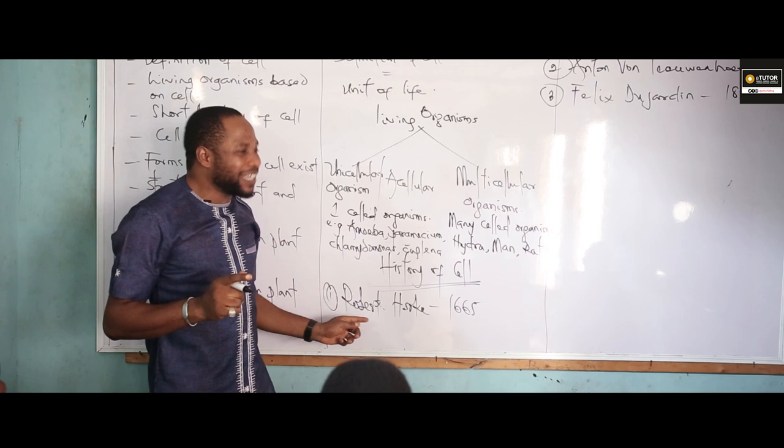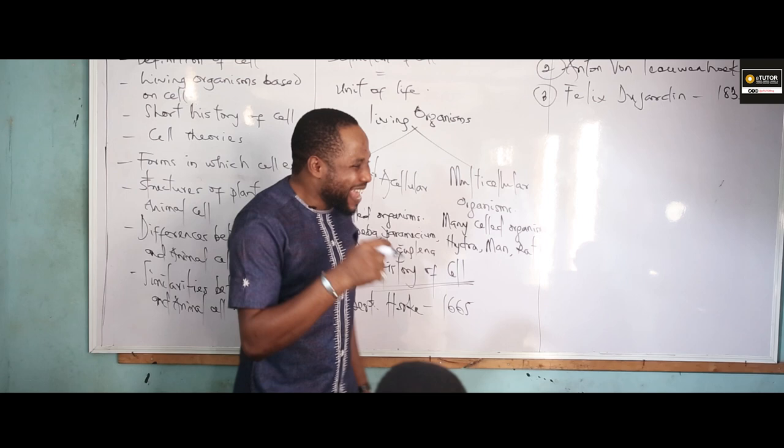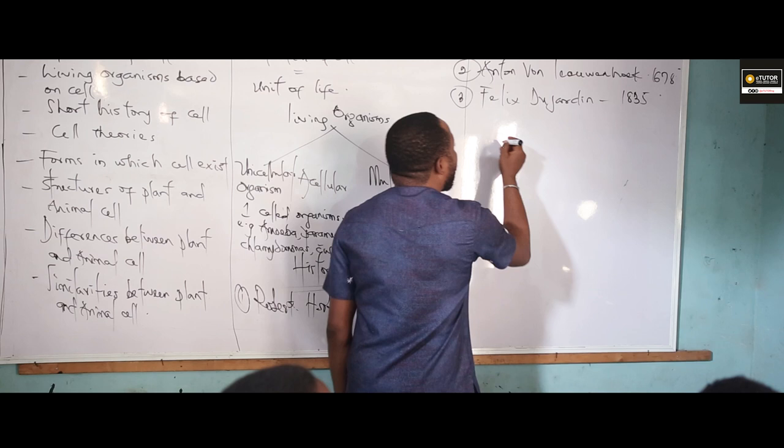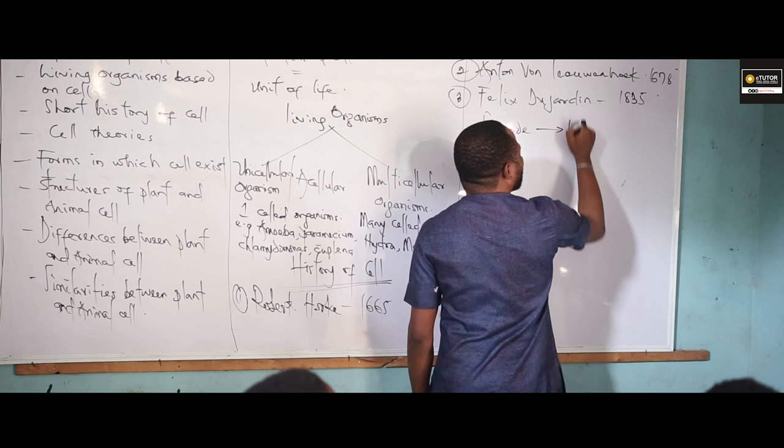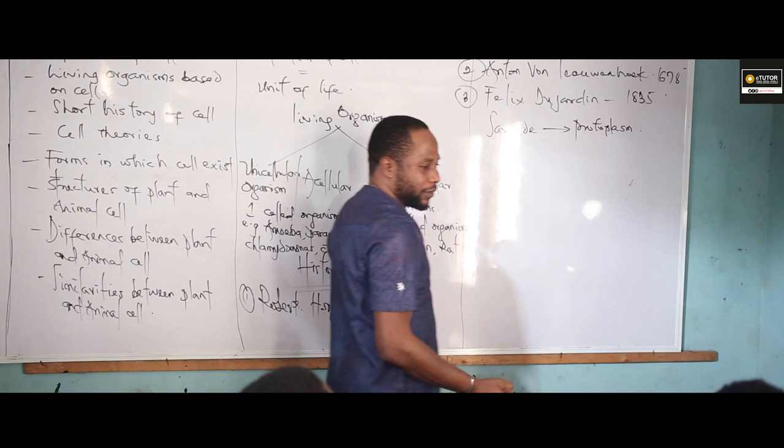That's the reason he is able to discover that the so-called empty cell consists of a living material, and he called that living material protoplasm. Normally, it is called sarcode. The sarcode is now Latinized into the word protoplasm. Do you understand that?